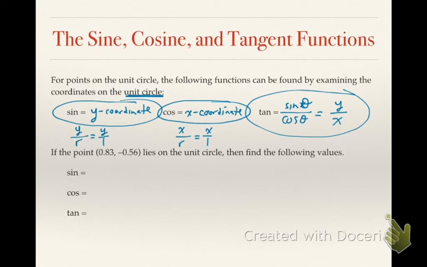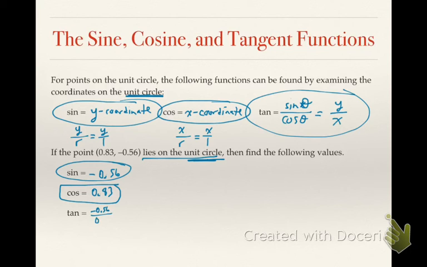So if you're given a point that lies on the unit circle, hence the key point, otherwise you have to find the radius to help figure out what the sine and cosine are going to be. It lies on the unit circle. The sine is just going to be your y value, negative 0.56. Done. Cosine of that angle is going to be 0.83. Done. And the tangent is going to be the y over the x, so it's going to be negative 0.56 over 0.83, which when you calculate that out gives you approximately negative 0.67469... So let's just say negative 0.67.